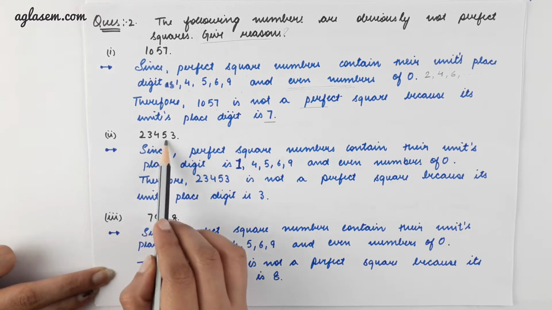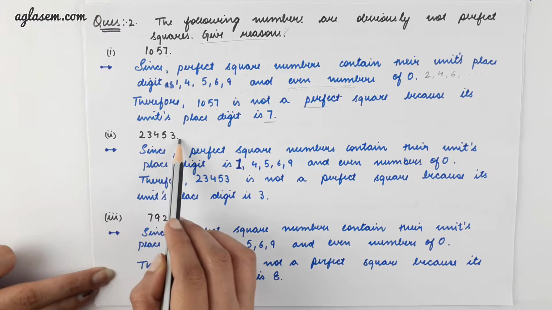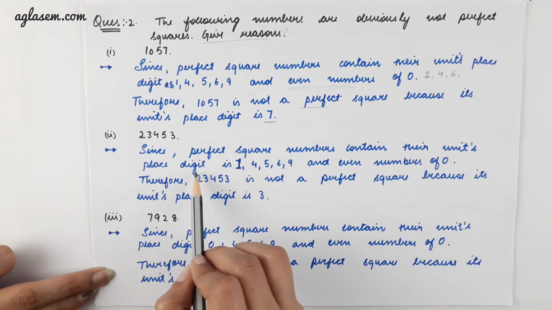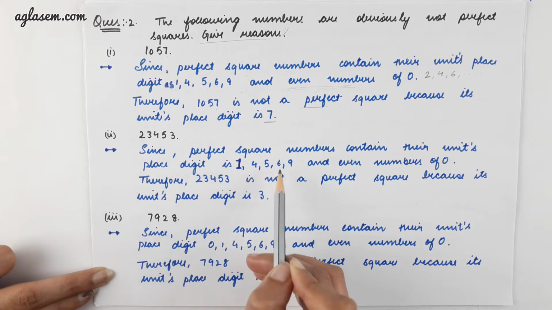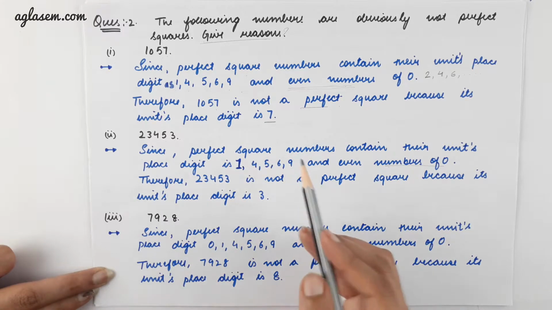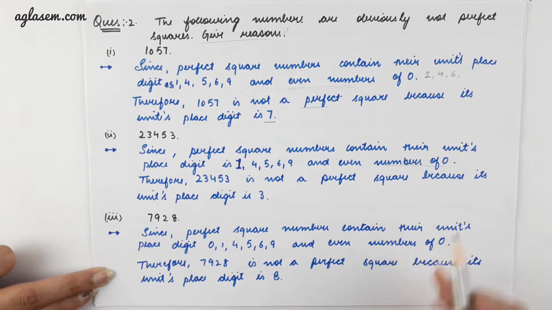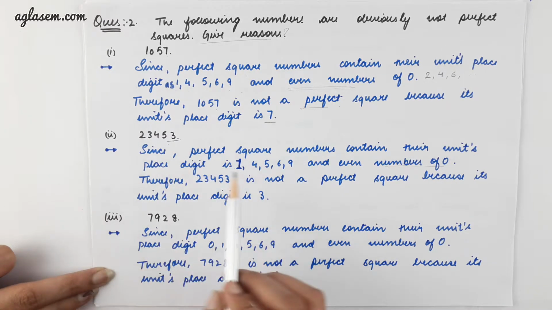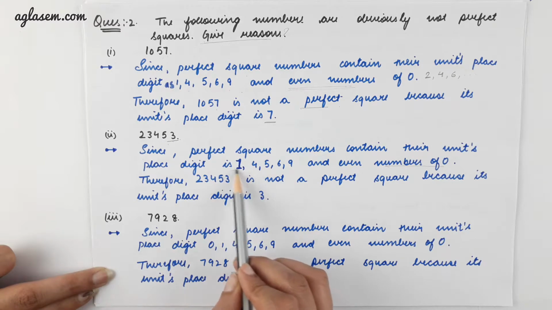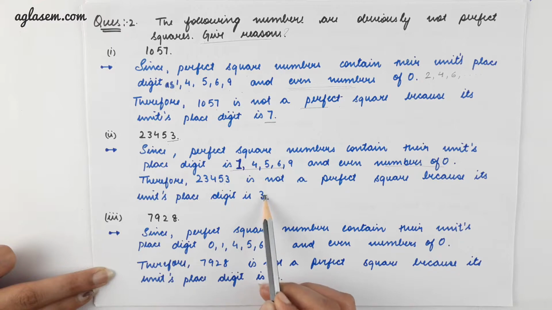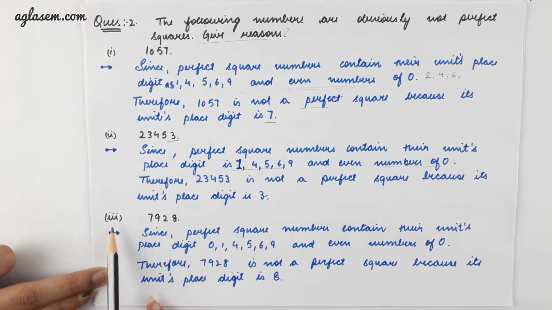Moving to the second part, it is 23453. We all know a perfect square number contains unit digit as 1, 4, 5, 6, 9 and an even number of zeros. So, comparing the list of the perfect square unit digits with the unit digit of this number, we can see 3 is not in the list of square number unit digits. Therefore, this number is not a perfect square number. Coming to the third part, it is 7928.